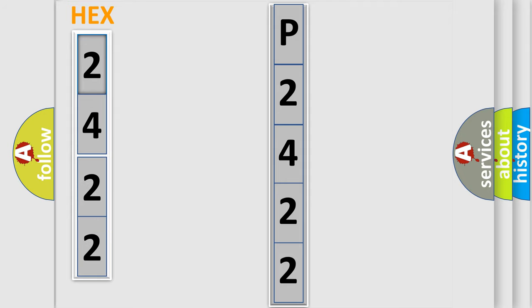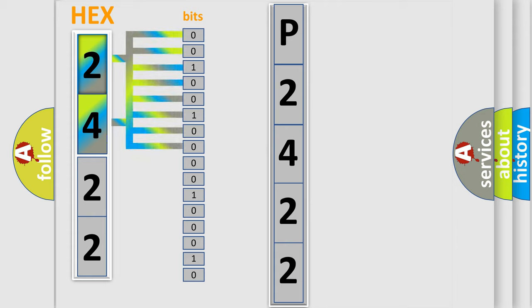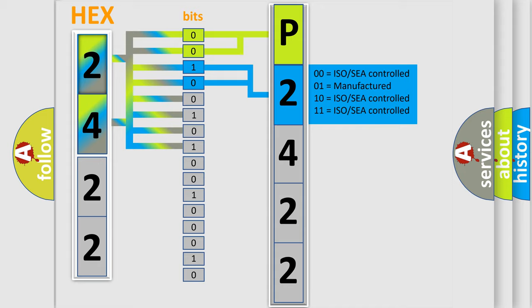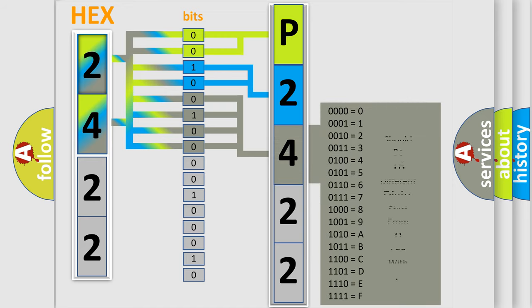The error code is split into two bytes consisting of 16 bits. One bit is the basic unit that each computer works with. The bit has two logical states: 0, low level, 1, high level. By combining the first two bits, the first character of the error code is expressed. The next two bits again determine the second character. The last four bits of the first byte define the third character of the code.